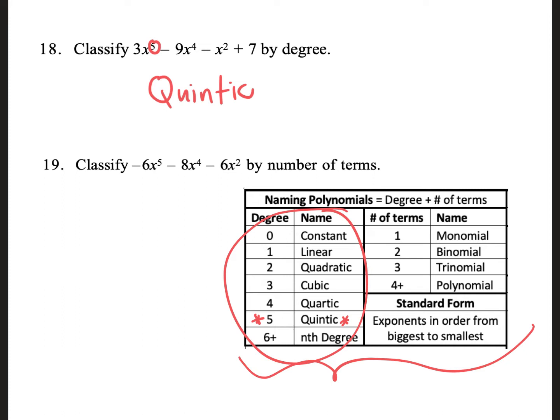Now for 19, you're doing the same thing, only now we're classifying it by the number of terms. Remember, terms are the number of things you have added or subtracted from each other. It's sort of how many parts does your polynomial have. So I notice this one has 1 part, 2 parts, and 3 parts. So if I go down, something with 3 parts is called a trinomial. And that's your answer. That's how you do those two. Just use your table.